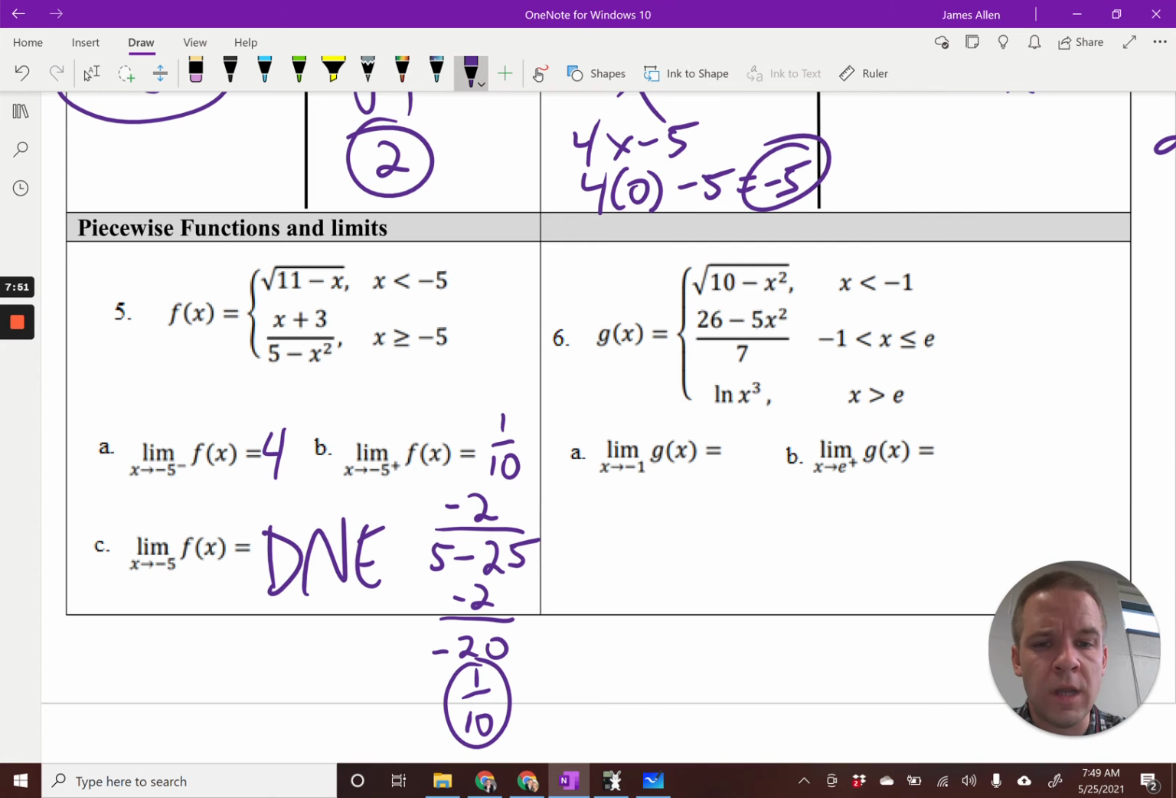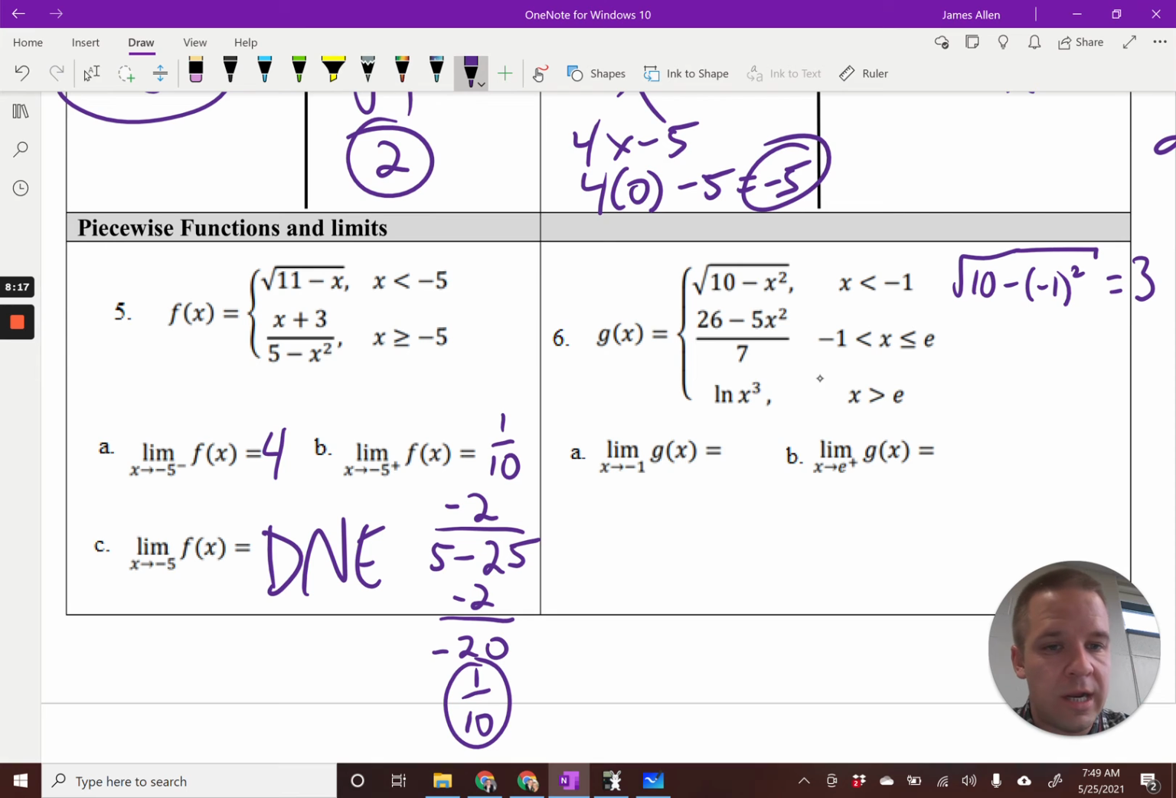Cool. All right. So the next one is the limit as x approaches negative 1 of g of x. So when it approaches negative 1, I do need to check it from the left and from the right for it to exist. So let's check the first with the top one here. I'd have the square root of 10 minus negative 1 squared. This is the limit from the left side. So that's going to be 10 minus 1, the square root of 9, which is 3.